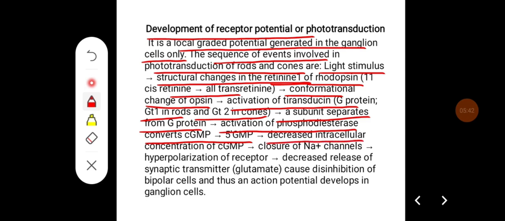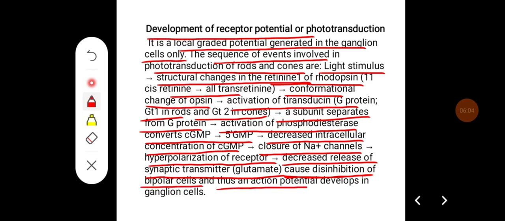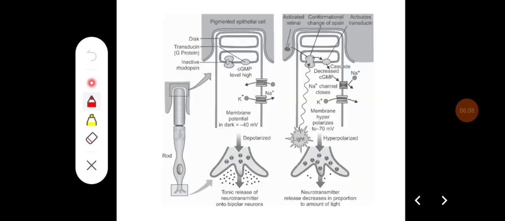So this causes decreased intracellular concentration of cyclic GMP, which leads to closure of sodium channels, which leads to hyperpolarization of the receptor, that is, decreased release of the synaptic neurotransmitter glutamate, which causes the disinhibition of the bipolar cell through interneurons, and thus an action potential develops in the ganglion cells.